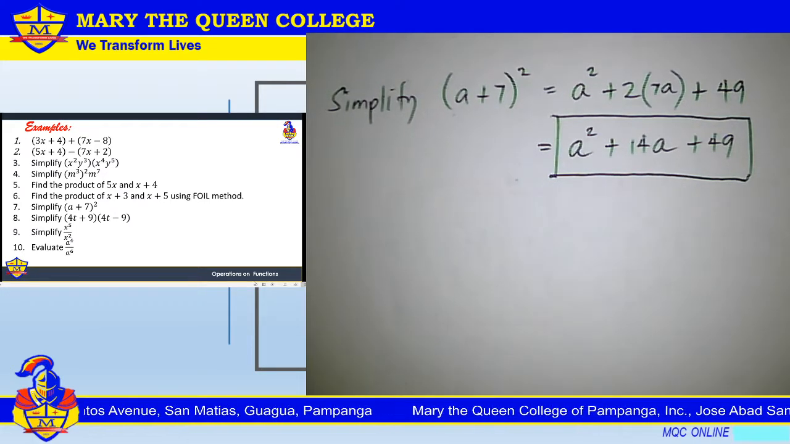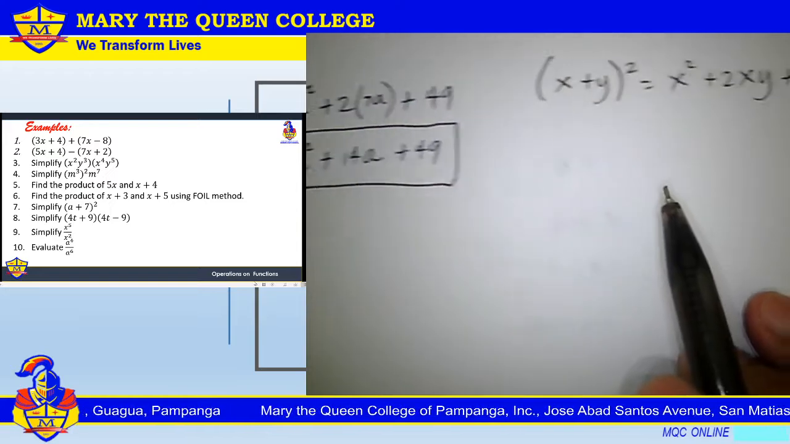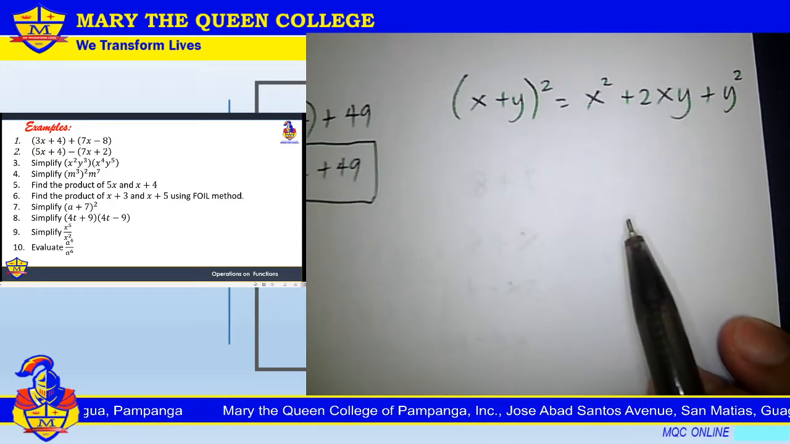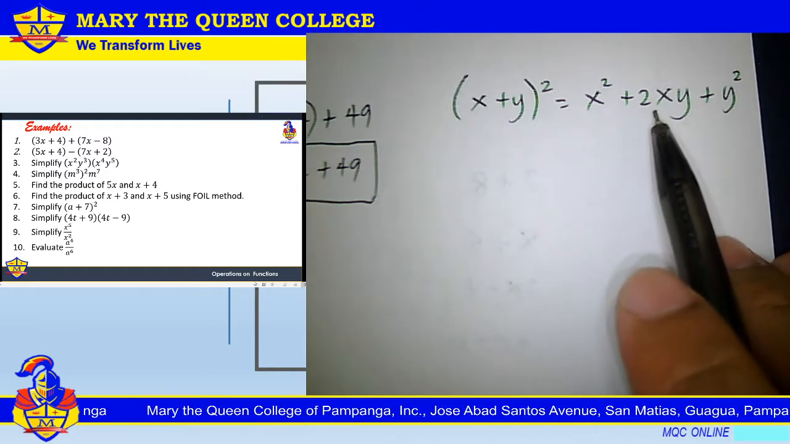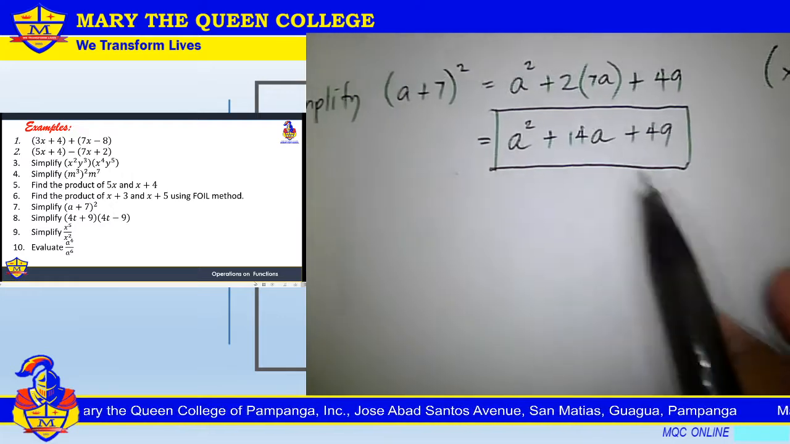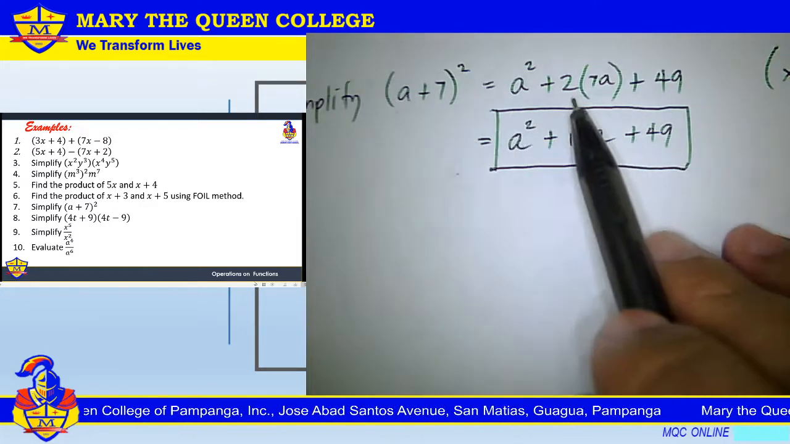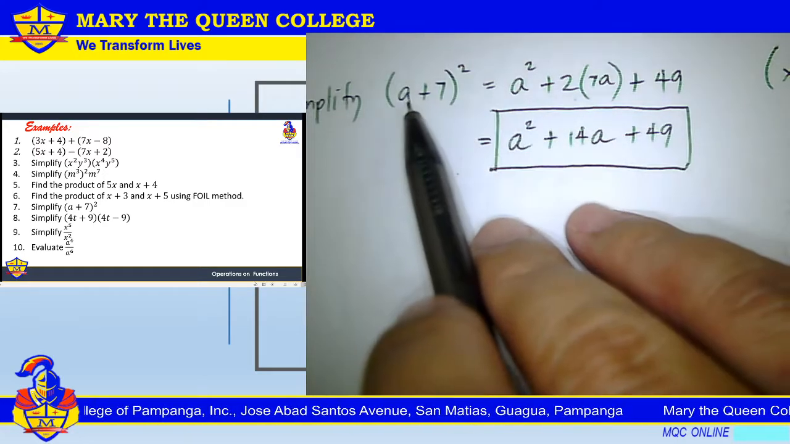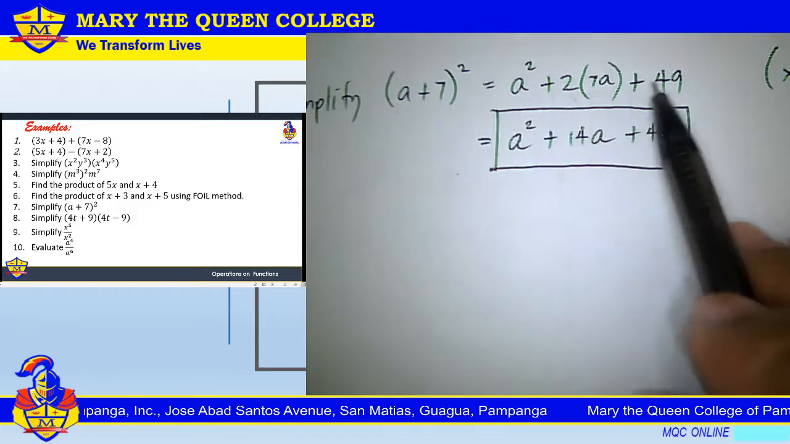Okay? So, ganun lang po siya kadali. Simplify the quantity a plus 7 squared. Okay? So, eto, nakuha po natin. Ang galing po dito sa pattern natin. The square of binomials. Square of the first term, twice the product of the first and second term, tapos the square of the last term. So, eto po yun. Square of the first term, twice the product of a times 7, that is 7a, plus the square of 7, which is 49.